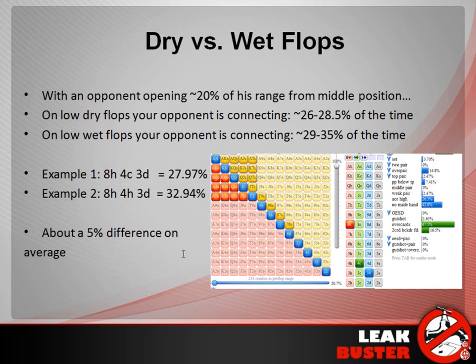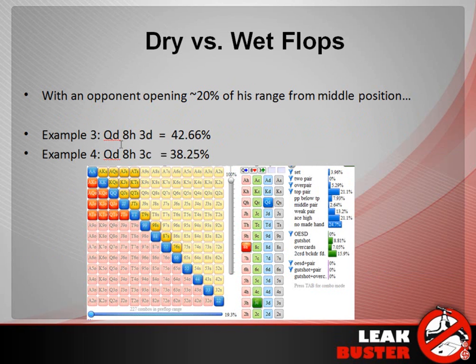So let's continue a little bit of analysis here. Now let's take the same 20% opening range that our opponent will have, and let's change up the flop just by one card here. So let's put a queen on there. We'll change the 4 to a queen, so we have queen 8-3. Now on a wet board with 2 diamonds, our opponent's going to connect 42.66% of the time.